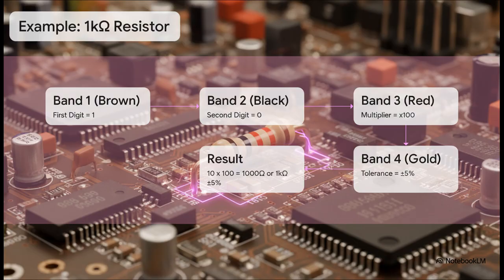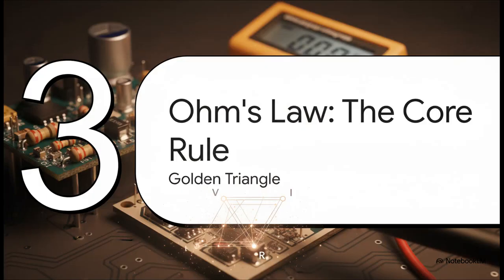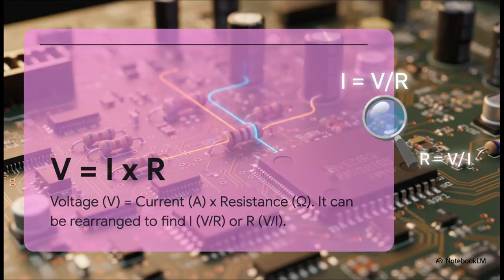See? Easy as that. All right, now we're getting to the absolute heart of everything we're talking about today. Section 3, Ohm's law. This is the big one, the golden rule of electronics, the single most important formula you need to know. So, the law is super simple.